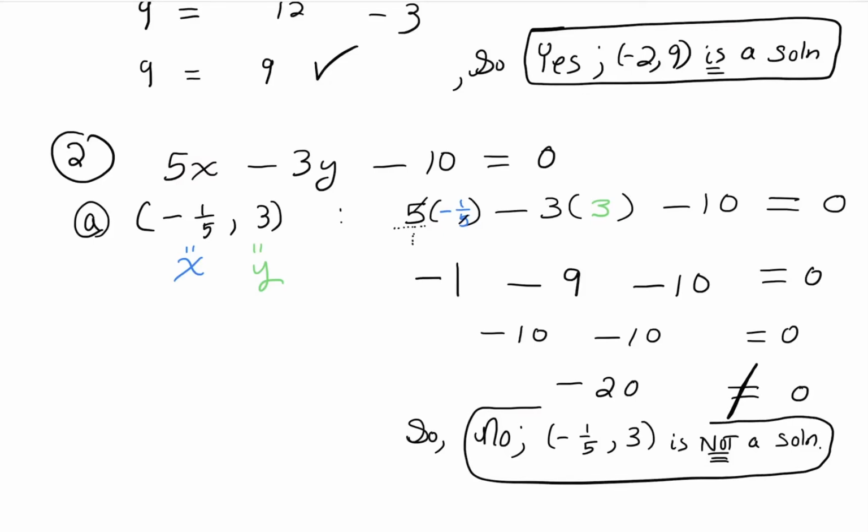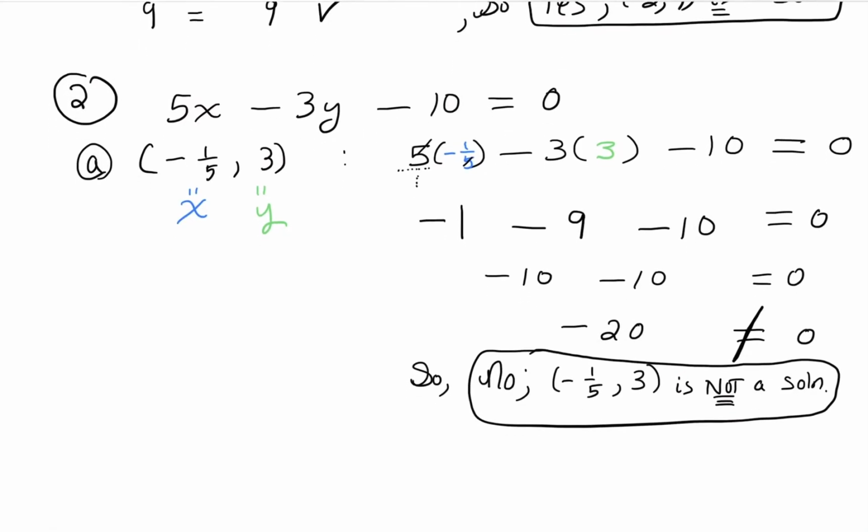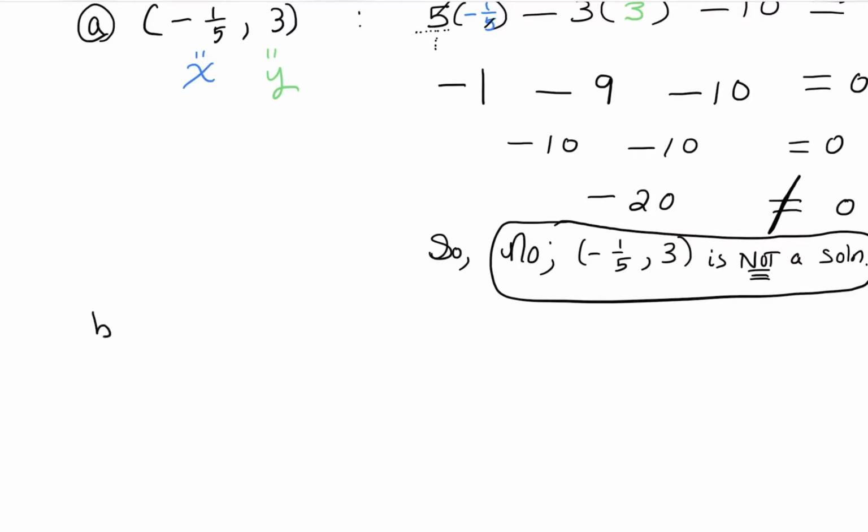Okay, so this is the main idea. This is what we're doing here. Let's look at another one. So part B, this time let's think for ourselves, let's come up with a pair. So let's come up with an ordered pair that is a solution.